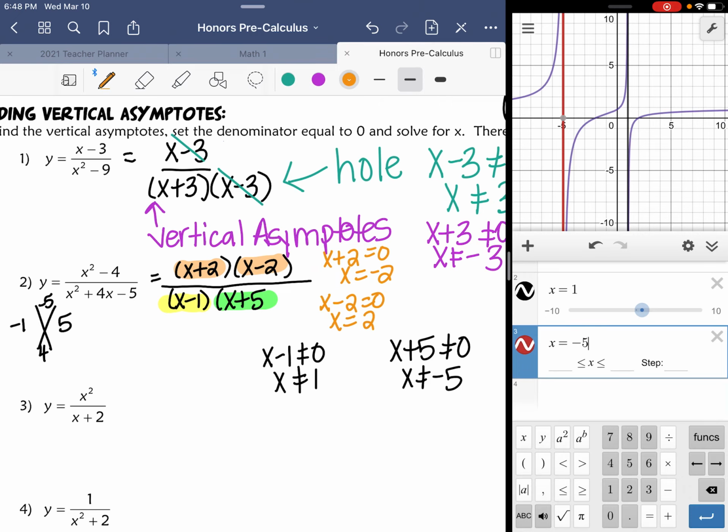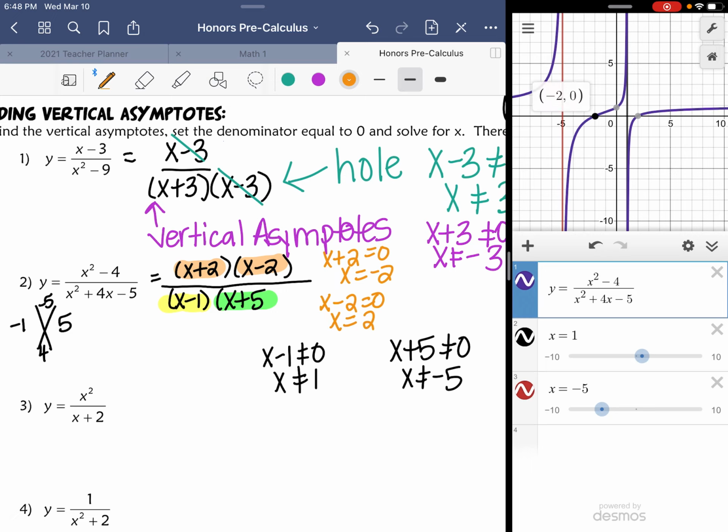So if I look at my graph, I should be able to see that it crosses the x-axis, and it does cross the x-axis at negative 2, and it crosses at positive 2. So whatever's in the numerator is going to be your solutions, your x-intercepts, okay? Whatever is in the denominator is either going to be a hole or a vertical asymptote. If I can cancel it out, it's a hole. If it is left in the denominator, it's a vertical asymptote.